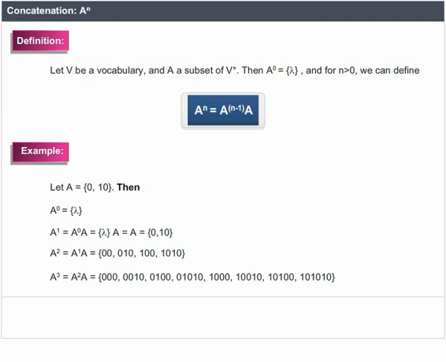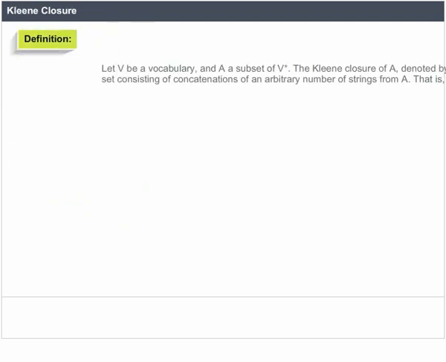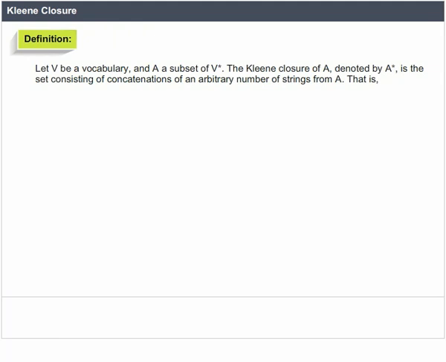Kleene closure. Definition. Let V be a vocabulary and A be a subset of V star.